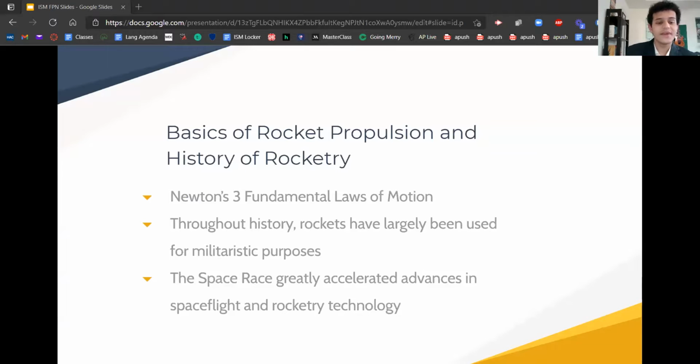All right. So the basics of rocket propulsion and history of rocketry is what I started looking into first when I created my original work. Rocket propulsion is heavily based on Newton's three fundamental laws of motion. And we know that throughout history, rockets have largely been used for militaristic purposes. And what really accelerated advances in spaceflight and rocketry technology in the United States was the space race, which happened between the Soviet Union and the United States during the Cold War era.